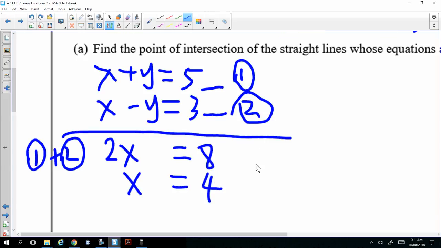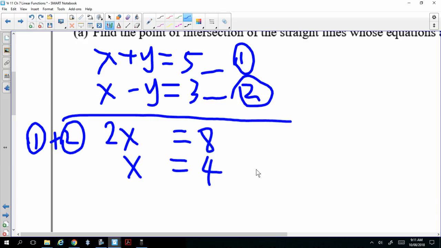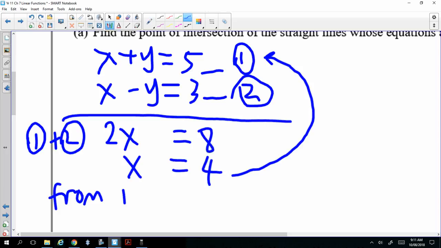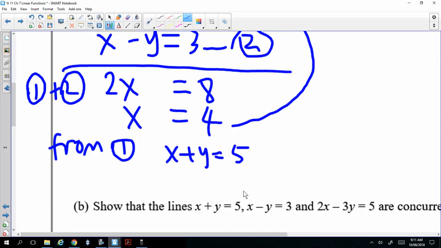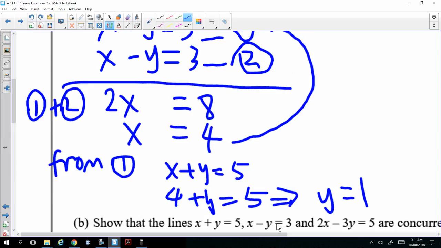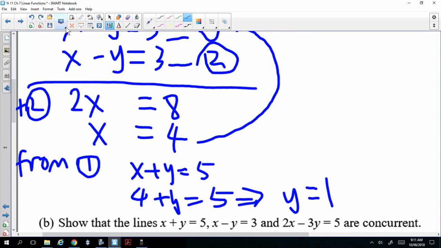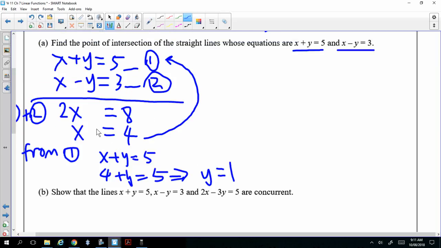Now, once you found the x value, what do you do? You say again? No, not plot the point. Substitute back either 1 or 2. Let's put it into 1. So from 1, you get x plus y equal to 5, but x being 4, so what's y equal to? Y must be 1. So now write down your answer as a point of intersection. So I'm going to use a shorthand. POI, point of intersection, is 4, 1.